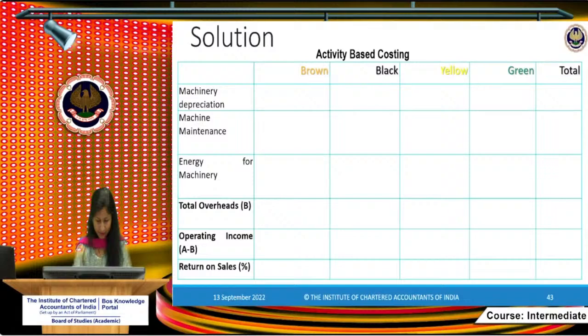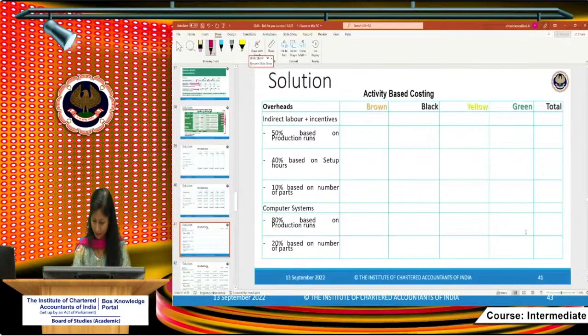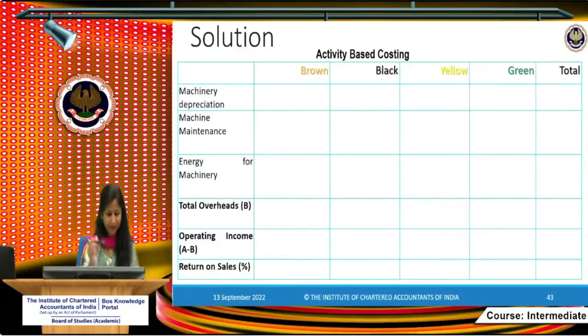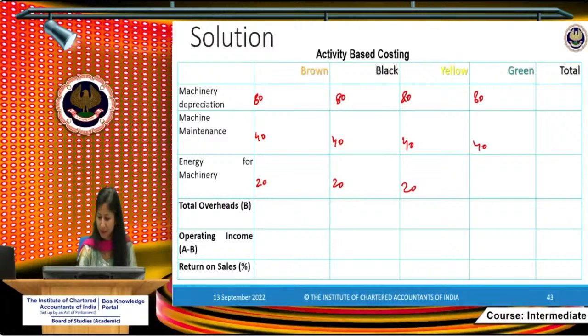Machine depreciation. What was the rate for machine depreciation? This is the most important part over here. 80, 40 and 20. This is how you are supposed to do it in the examination so quickly. You just need to put on the figures. Multiply, multiply, multiply.